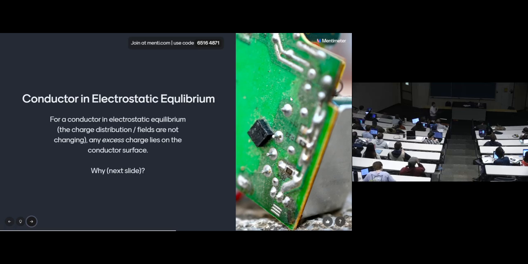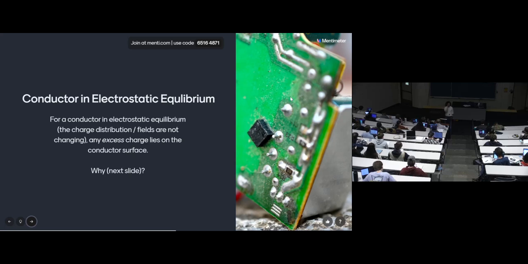I said next slide, but let's just talk about it here. Why do you expect excess charge to lie on the surface of a conductor? It's easily transferable because conductors do like to share their charge. Okay? Let's assume that the conductor is isolated in space. You have a single conductor, and I drop 1 nanocoulomb of charge on it. That charge then pushes to the surface.